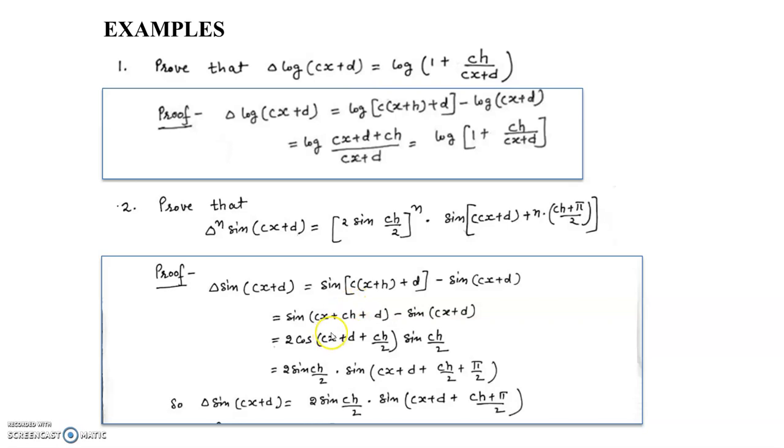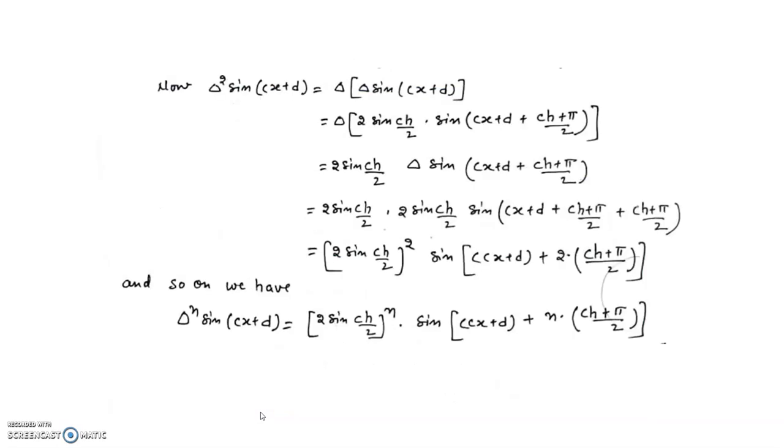So here we have sine C minus sine D. We'll apply the formula of sine C minus sine D, which is 2 cos of (C plus D) by 2 and sine of (C minus D) by 2. So after applying the formula, you will get this result. Now sine ch by 2 we will write here, and then cos theta. This is theta in bracket. So cos theta can be written as sine 90 plus theta. We know sine 90 plus theta will be cos theta. So we have the first order difference of sine cx plus d.